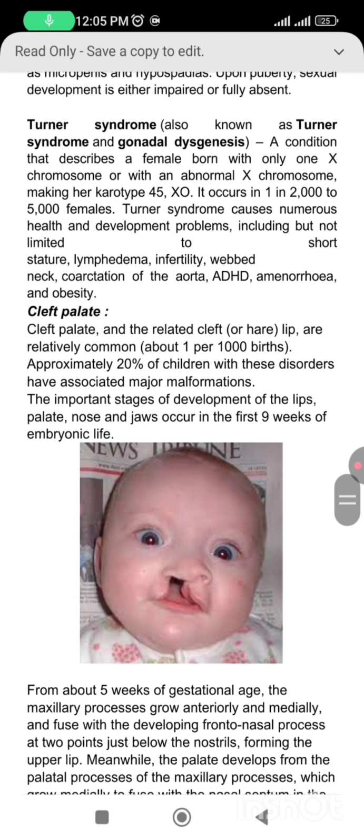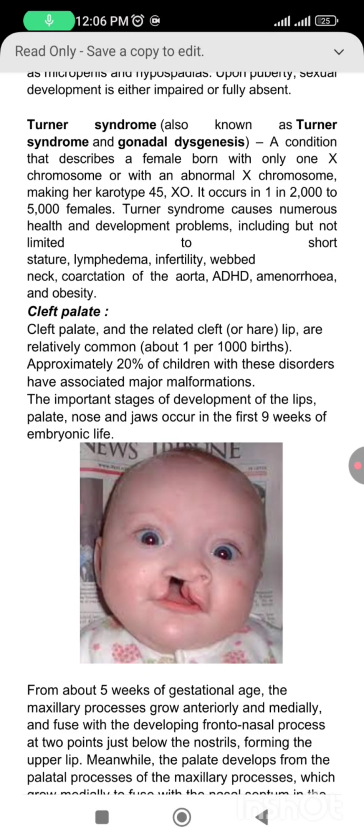Cleft palate and the related cleft lip are relatively common, about 1 per thousand births. Approximately 20% of the children with these disorders have associated major malformations. The important stages of development of the lips, palate, nose, and jaws occur in the first 9 weeks of embryonic life.